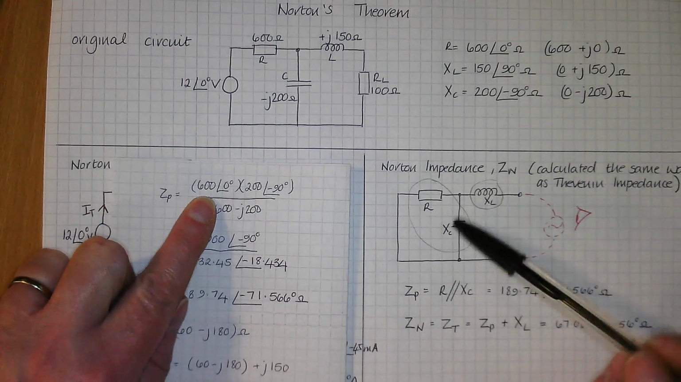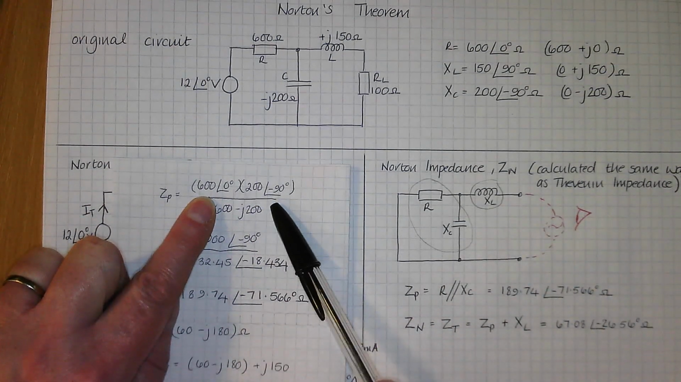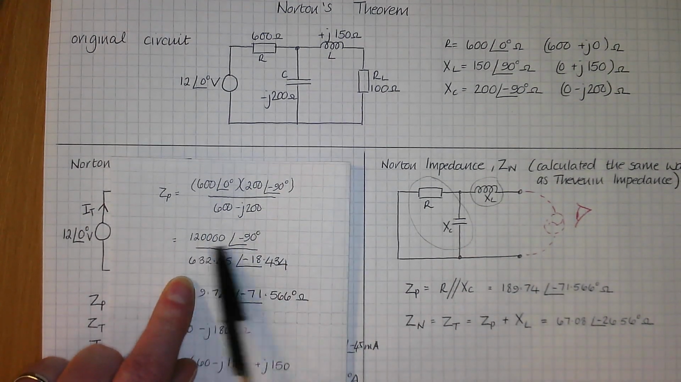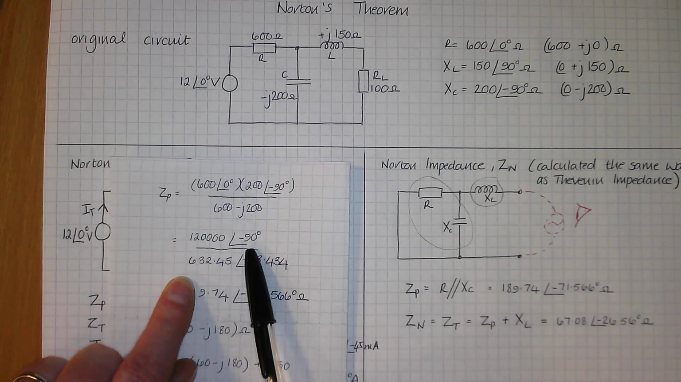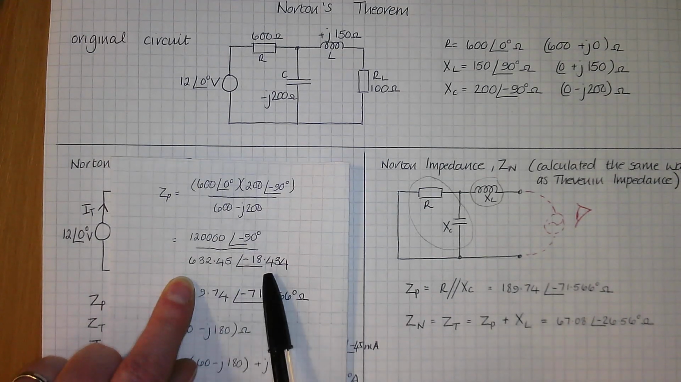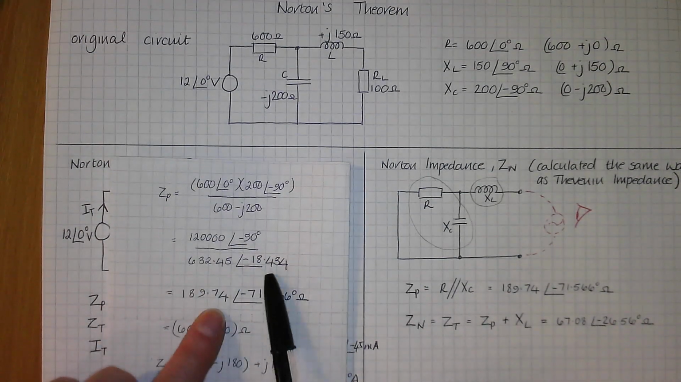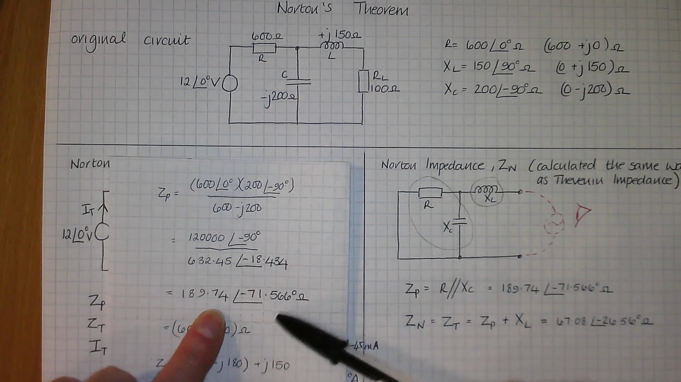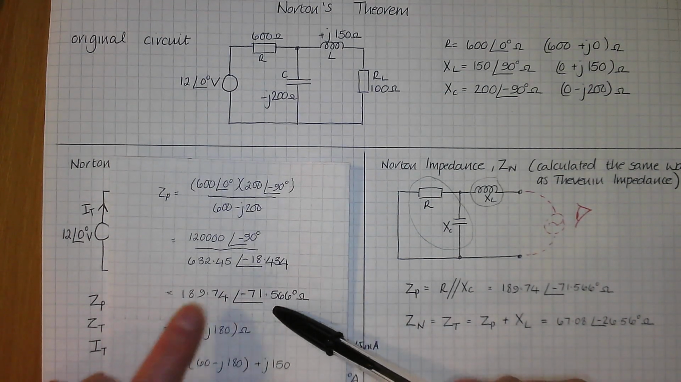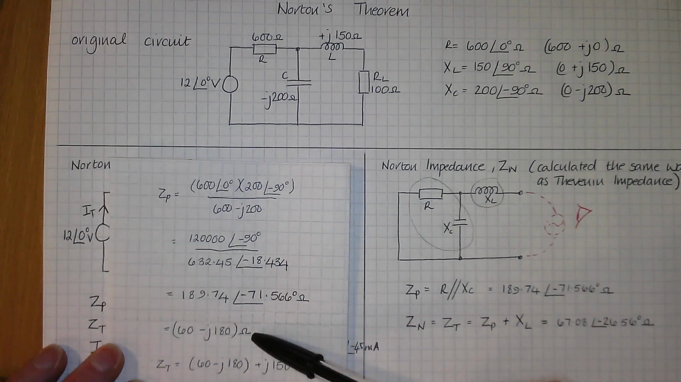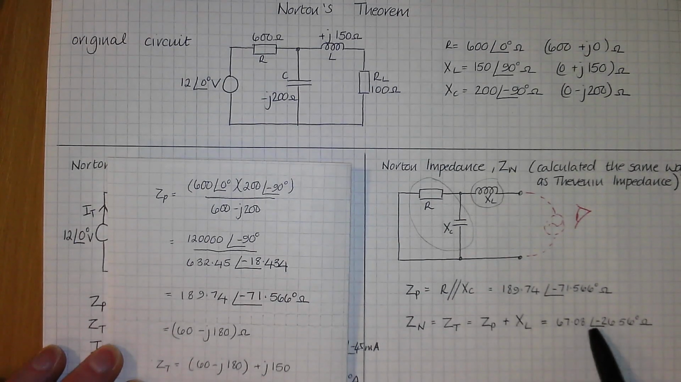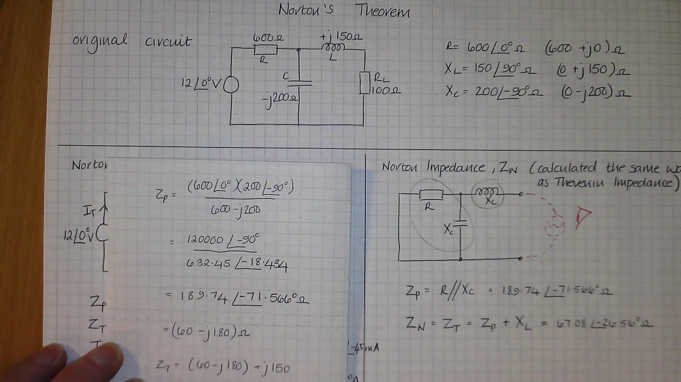So 600 at an angle of 0 in parallel with 200 at an angle of minus 90. That's right. Over 600 minus J200. That's the top half multiplied out, so the numerator multiplied out. The denominator converted into polar form. Oh, yeah, I see, 90 minus minus gets you that. And then I've converted it back into rectangular form, so I can add it on, and I've got that 67.08 at an angle of minus 26.56 as my final answer. Yeah, I've got the same number.